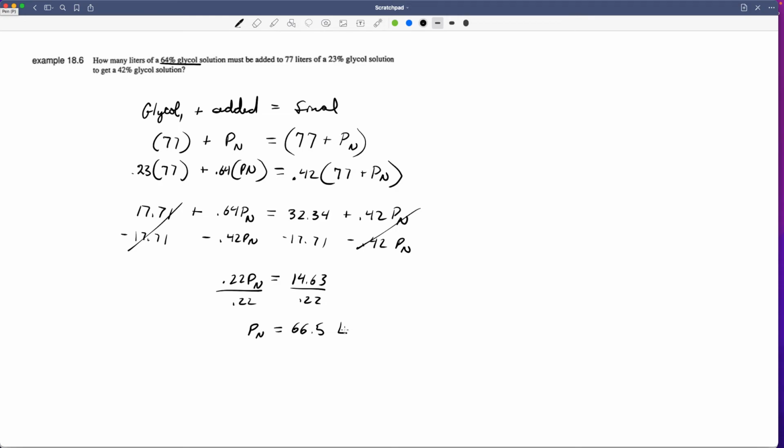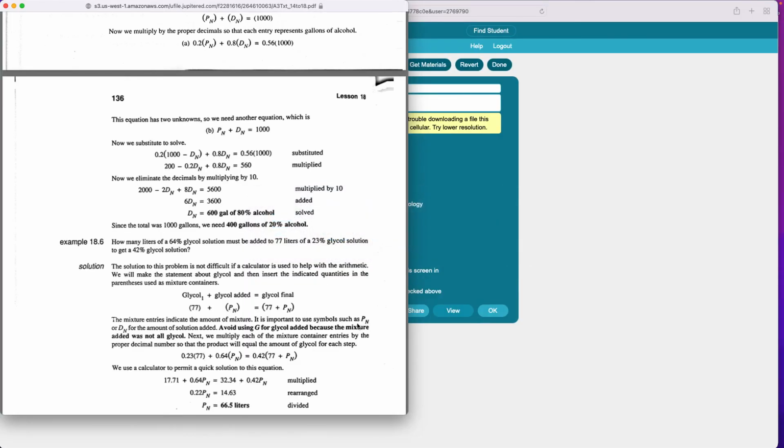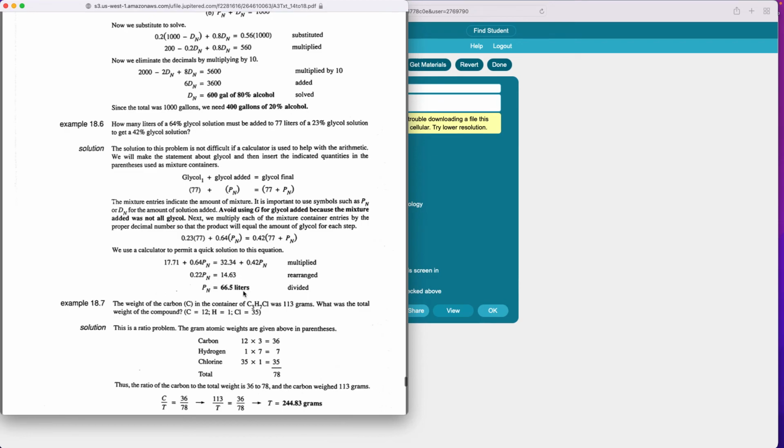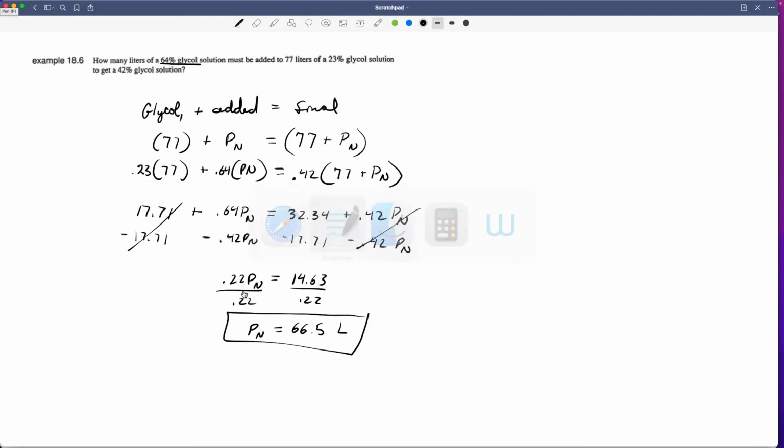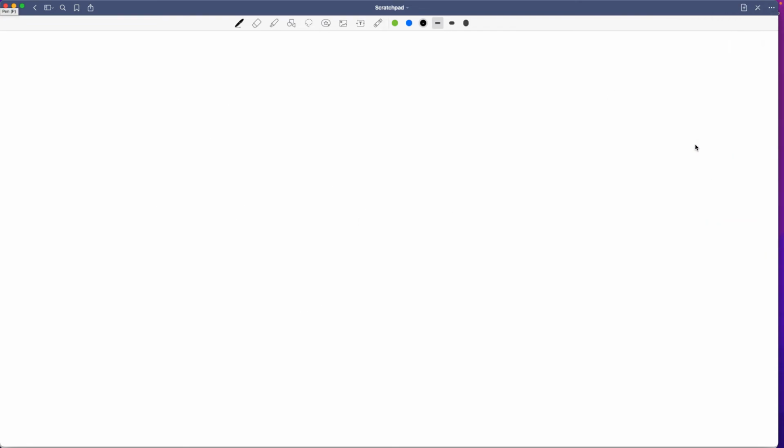So that answers the question. How many liters of this 64% solution has to be added to get the 42% solution? So that's what we did, and we solved the problem. So let me check. Let's see if we got there. Yes, 66.5 liters. Awesome.